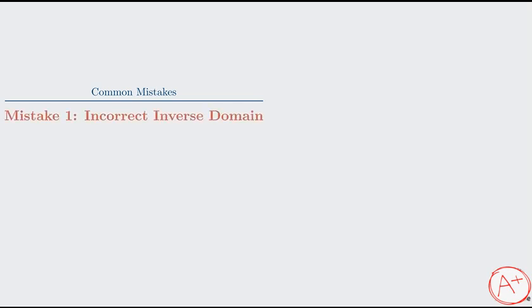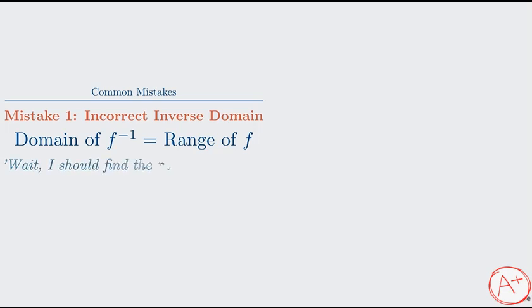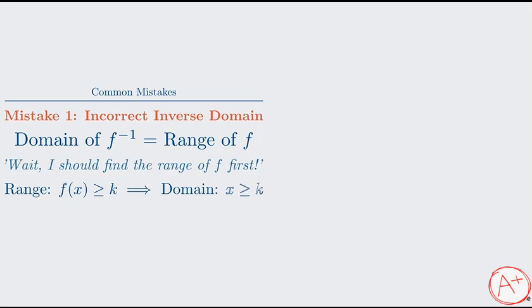In Cambridge examinations, students frequently lose marks due to preventable errors. Let's look at 3 major pitfalls. The first mistake is providing an incorrect domain for the inverse. Remember, the domain of the inverse is exactly the range of the original function. Always calculate the range of f of x and then simply replace f of x with x to state the inverse domain.